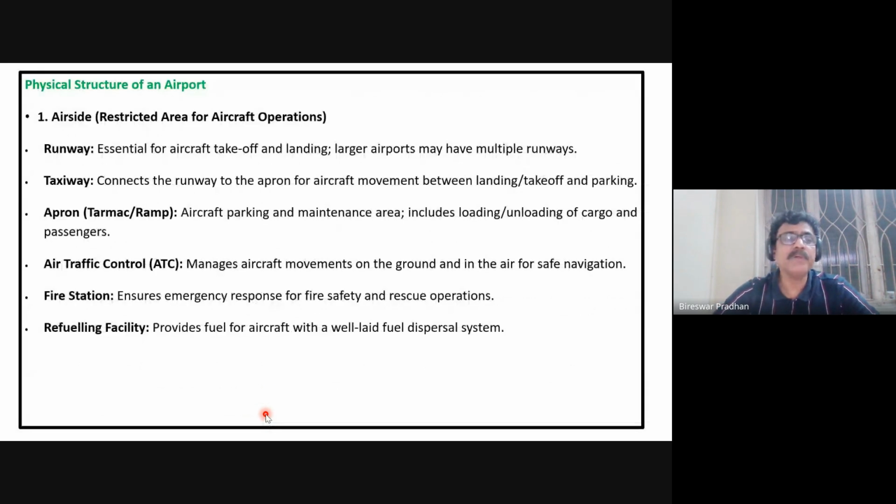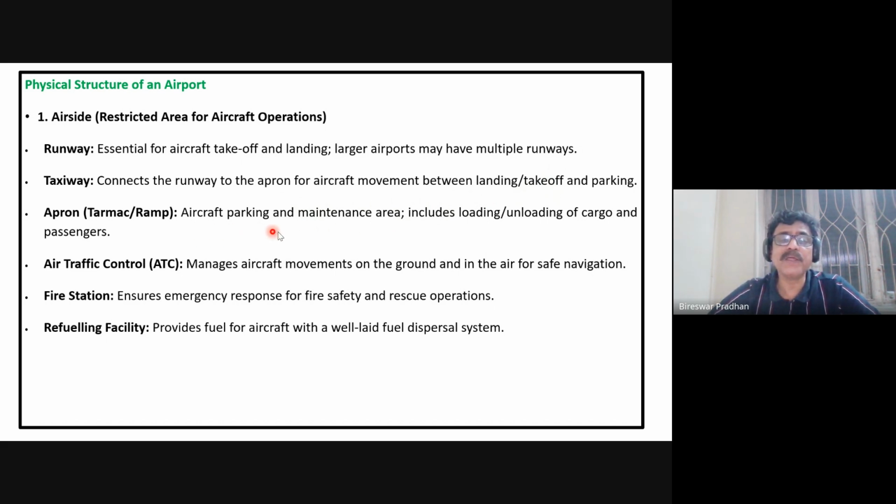Now we are coming to the physical structure of an airport. The airside is the restricted area of aircraft operation. The runway is essential for aircraft takeoff and landing. Larger airports may have multiple runways, which takes up some area. And taxiways connect the runway to the apron for aircraft movement between landing, takeoff, and parking.